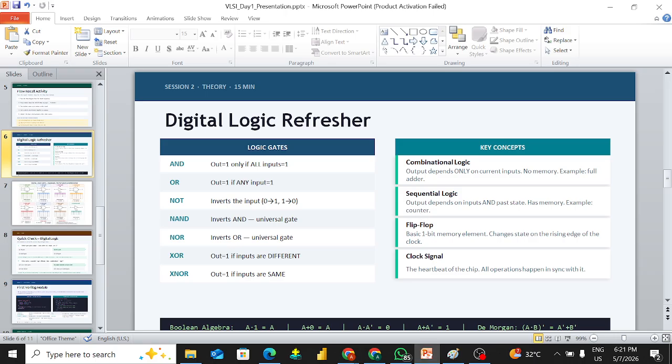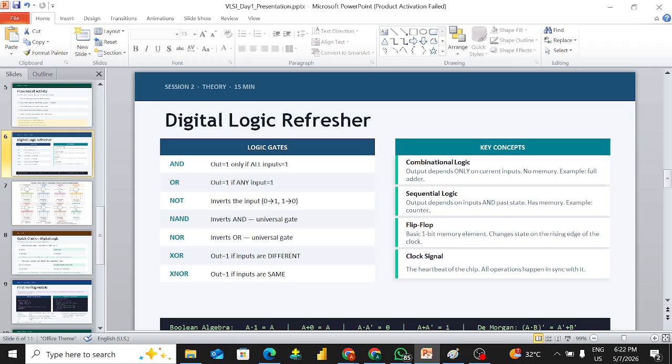So coming through combinational logic and sequential logic, we can move on to flip flops. Don't go deep inside the concepts of flip flop and clock signal. Just keep that in mind. Afterwards, when going through the concepts, you can learn about flip flops. For now just know what flip flops do.